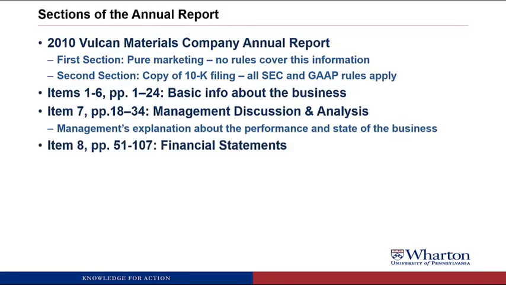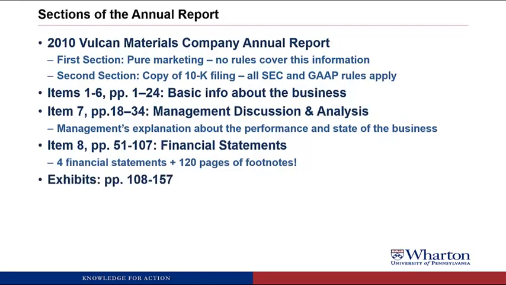Then, of course, there are the financial statements, which should need no introduction at this point. There are the 4 financial statements plus 120 pages of footnotes. And then beyond that, there's even more information in a series of exhibits, almost 50 pages of exhibits of additional information. So let me bring up the Vulcan annual report and we'll start taking a look at what's there.